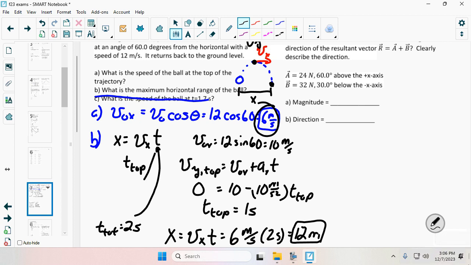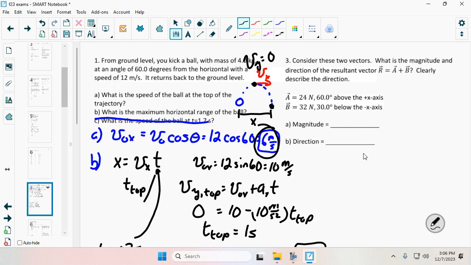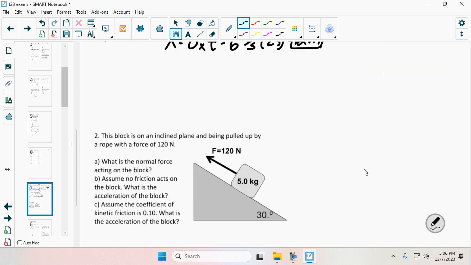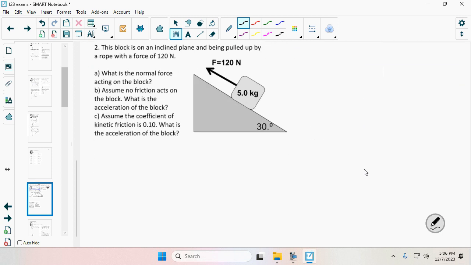The next one that you're going to see is number 2. I have this block on an inclined plane. It's being pulled up a rope. Again, you're not going to have part B, but otherwise it's going to be the same, an inclined plane with a frictional force acting on it. Hey, Helen. First thing, draw the free body diagram.